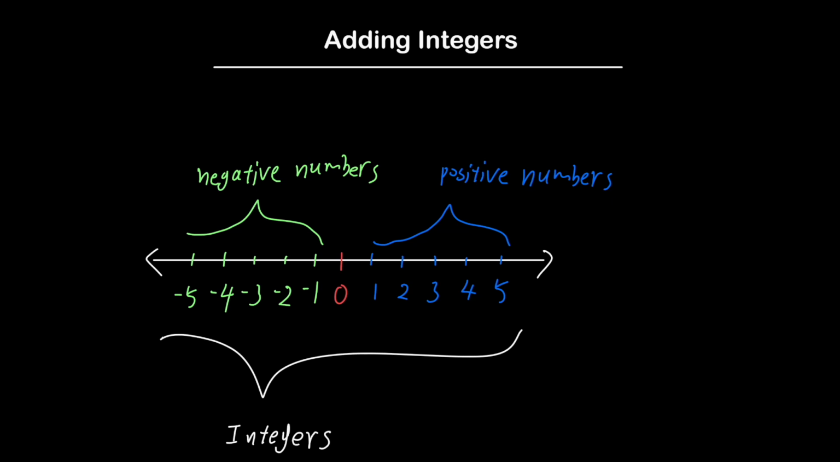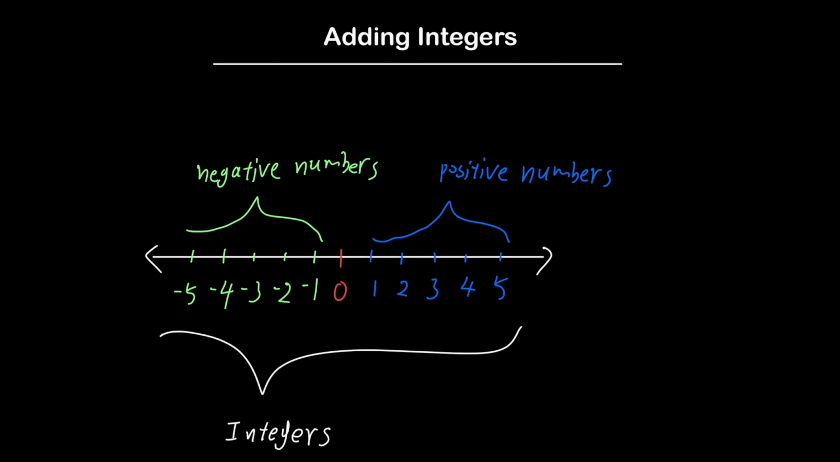In this lesson, we're going to learn about adding integers. In the previous video, we learned about different types of numbers and the number line. On the number line, we have negative numbers, positive numbers, and a zero. If we put those types of numbers together, we have a new name for it. We call it integers. Integers can be any numbers: negative numbers, zero, or a positive number.